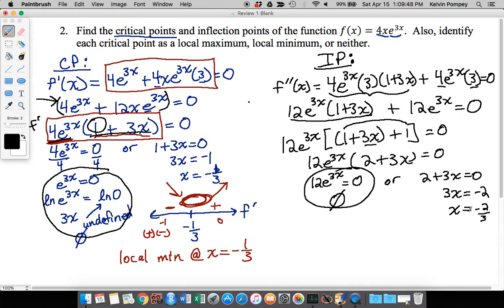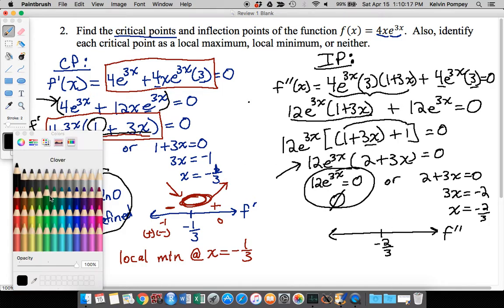Be careful here when we talk about inflection points. You have to go through this process here to see if this value of x is indeed an inflection point. It has to change signs on both sides of that value. So I put negative 2/3 in for x on my number line, my f double prime line. I'm going to test to see if I get a positive or a negative value. I'm going to try a number like -1 to represent that interval.